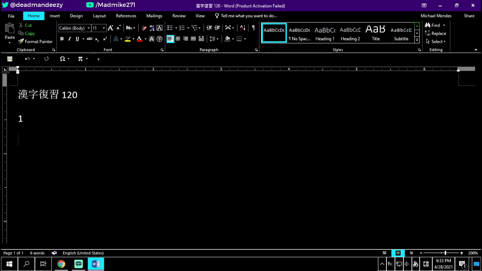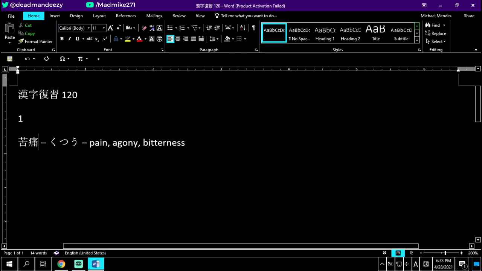Our first word for the day is kutsu. Kutsu is pain, agony, or bitterness. Our second kanji means pain, hurt, or damage, which we've already learned.